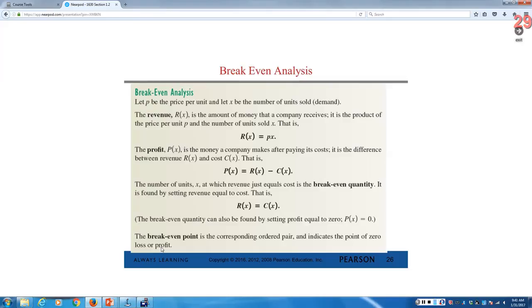So R of X is the price per item times X items. P of X is R of X, your revenue, minus your cost. What did you take in versus what did you have to spend? So the number of units X at which the revenue just equals the cost is called the break-even quantity, and it's where R of X is equal to C of X. You can also set profit equal to 0, and that works just as well. And the break-even point is an ordered pair that indicates the point of 0 loss or profit. You're neither making nor losing money.